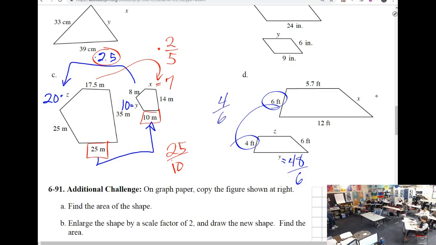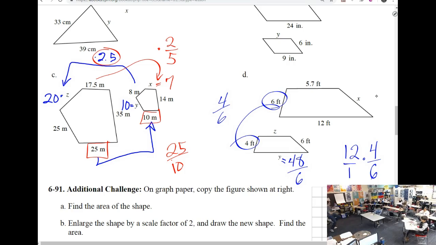Right? If we compare little to big, little over big. And it doesn't matter which way we go here. We don't know which is the original and which is the new. So Teak, to find Y, needed to go from 6 to 4. So he uses 4 over 6. And then you took 12, so your work was probably this.